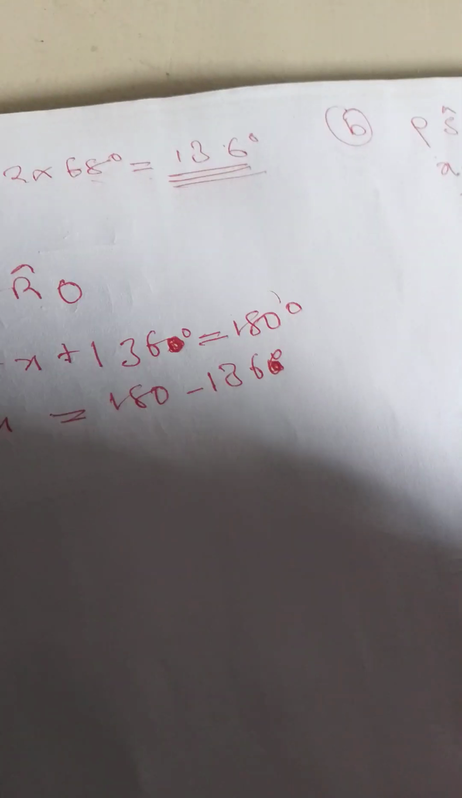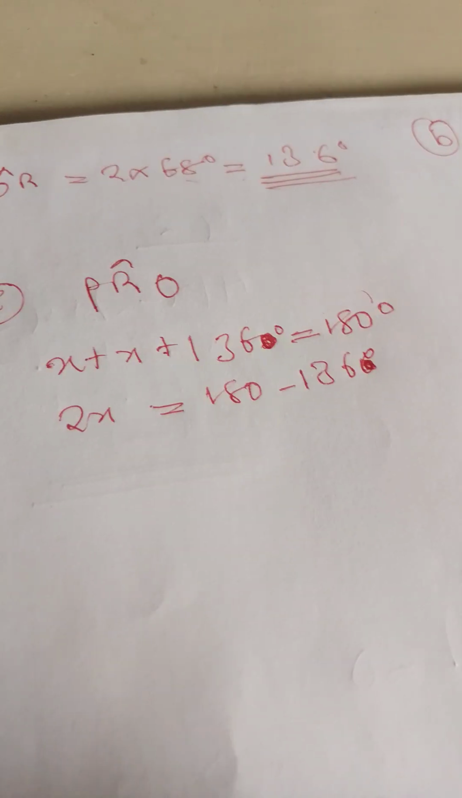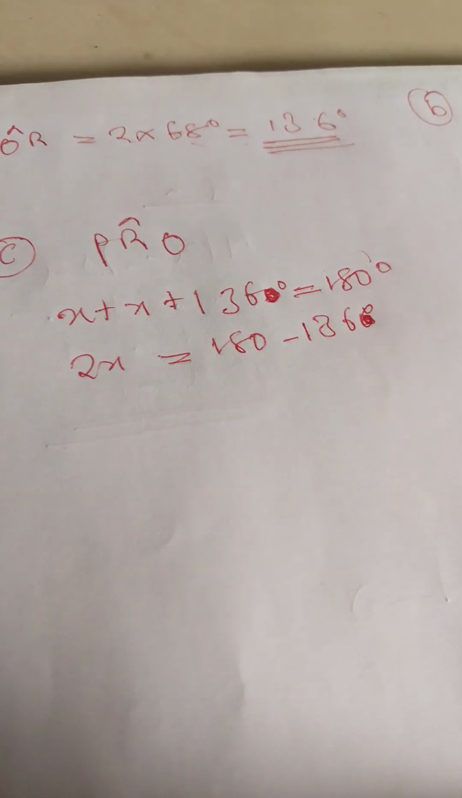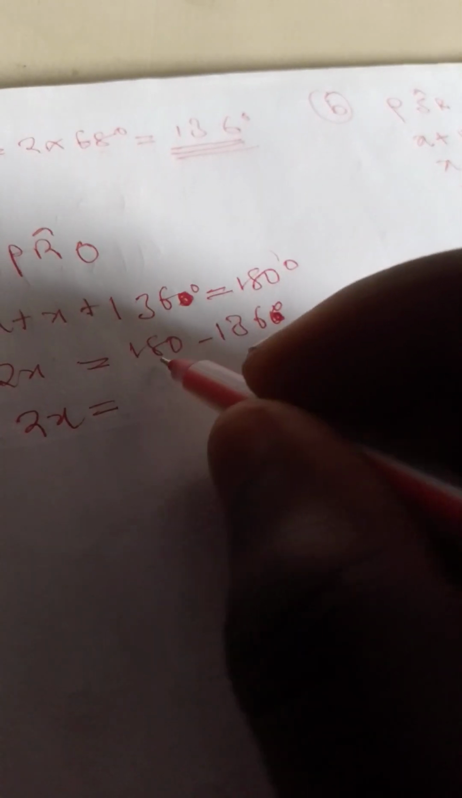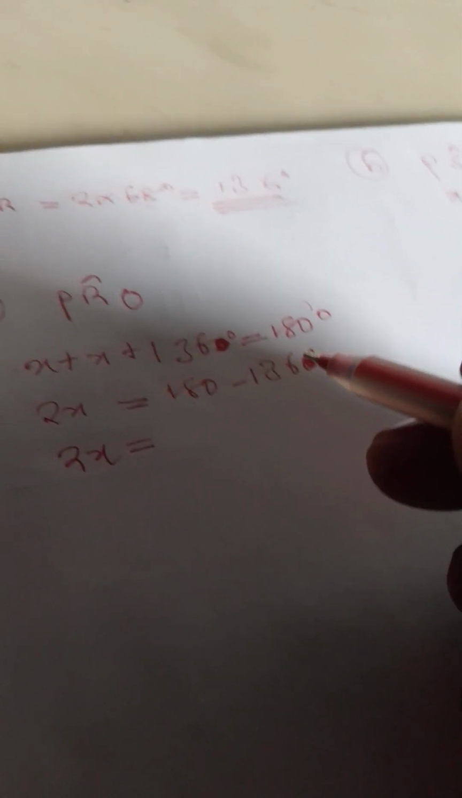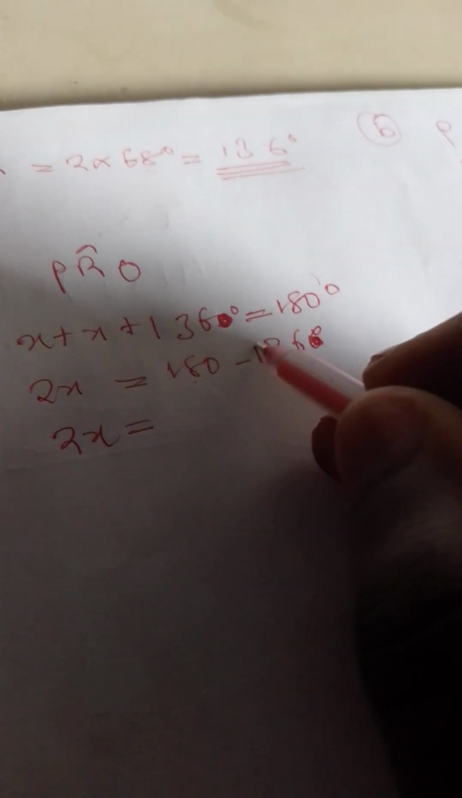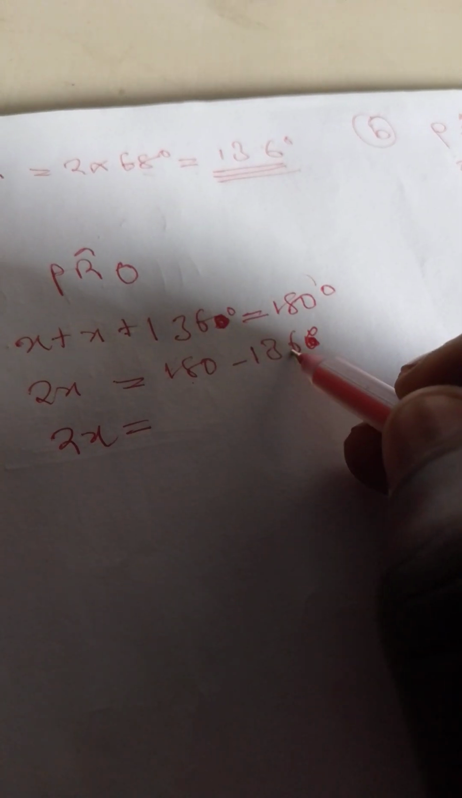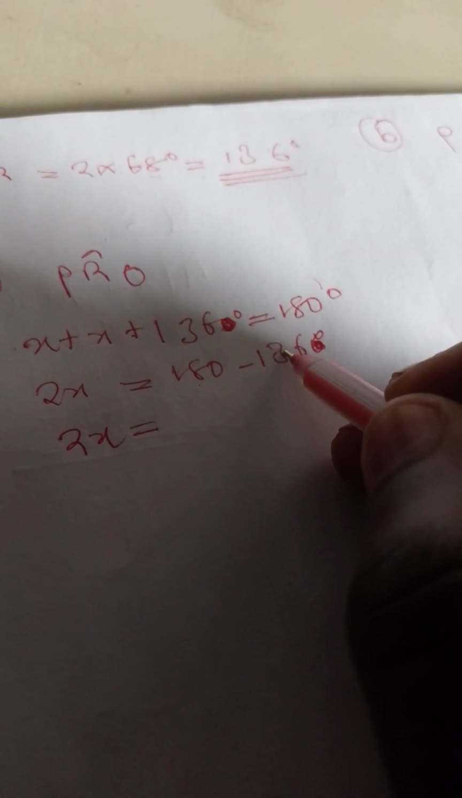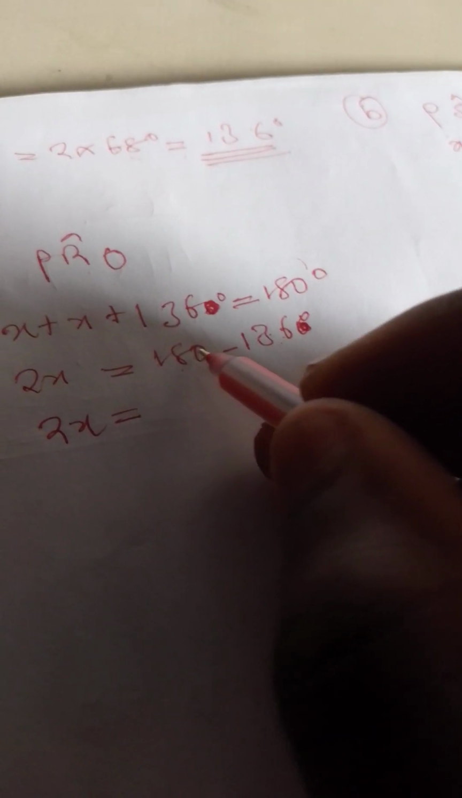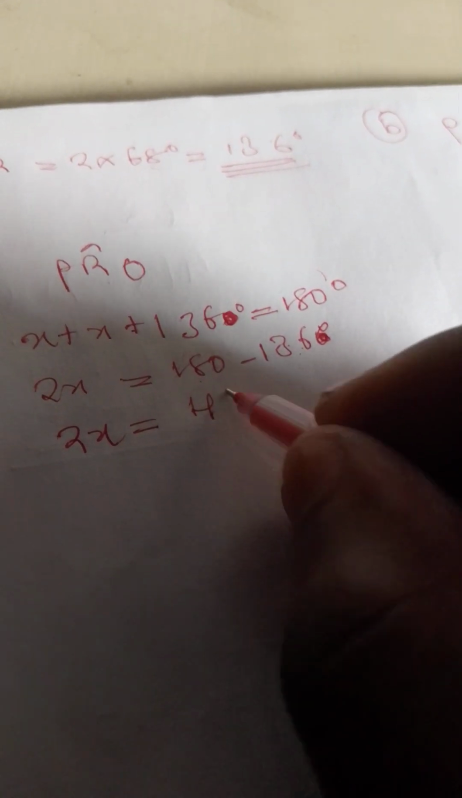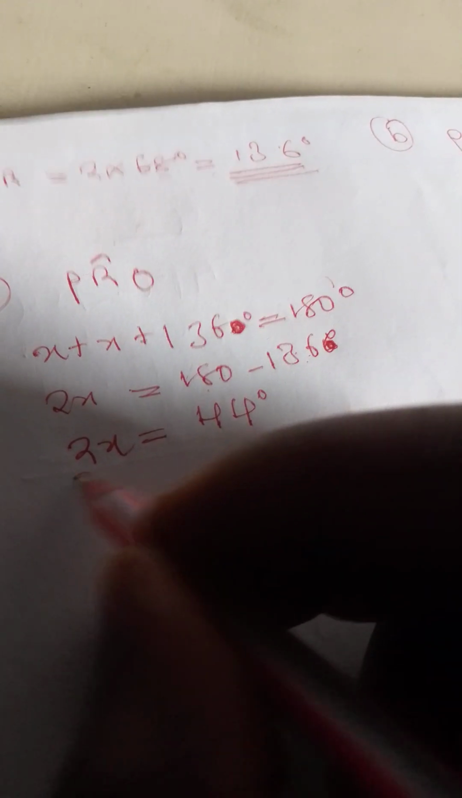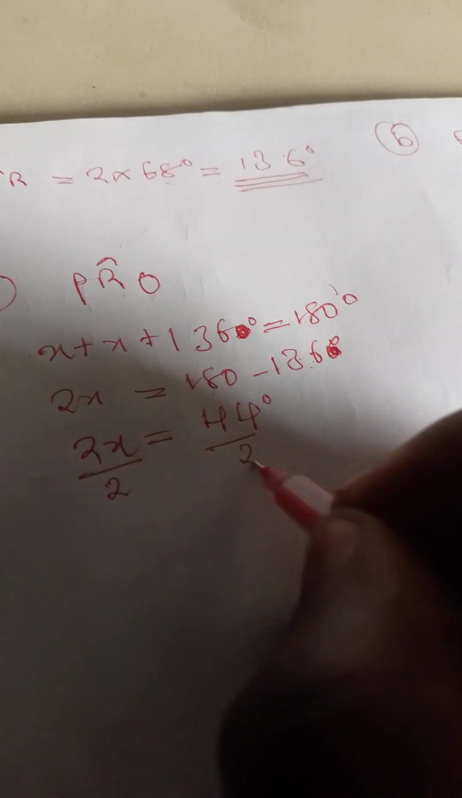136 degrees, sorry, 136 degrees. Therefore, what next? I'll say 2x is equal to 180 minus 136. It is what? 180 minus 36. 80 minus 30, it is 50. 50 minus 6, it is 44 degrees. Then divide by 2, divide by 2.